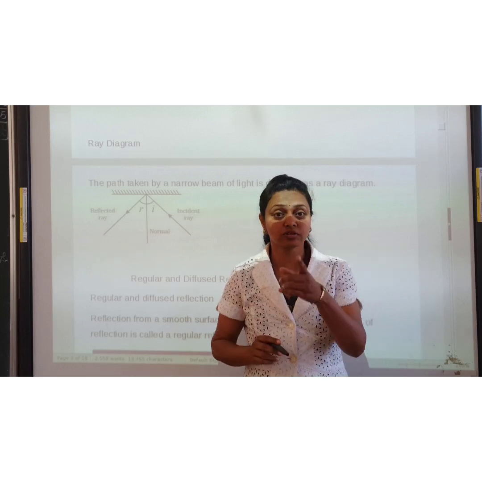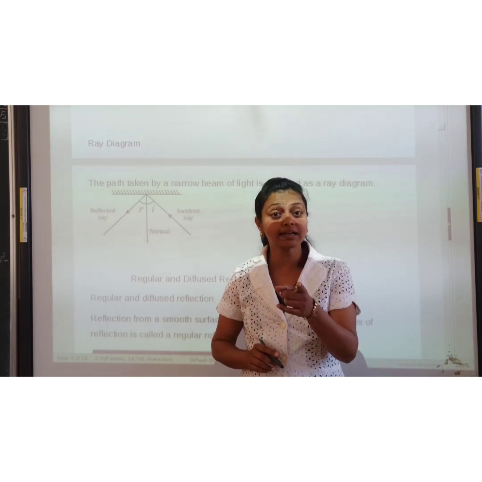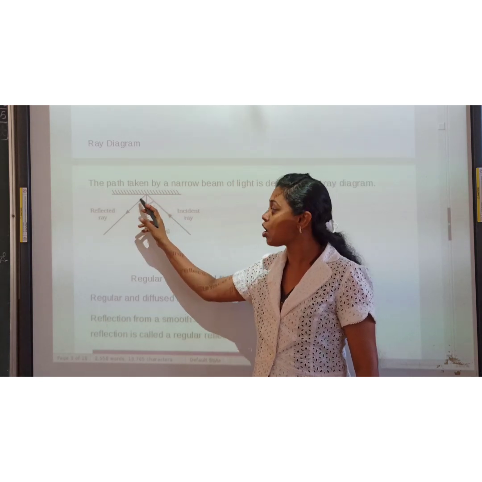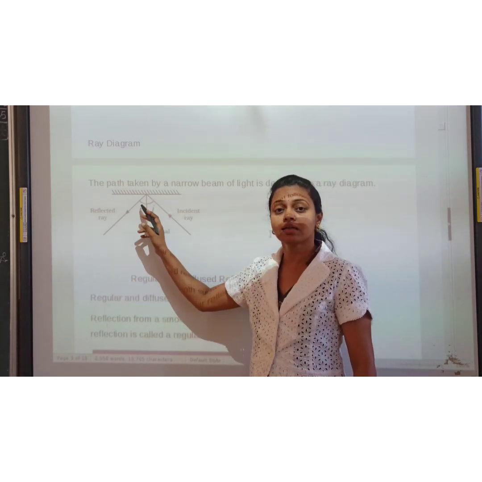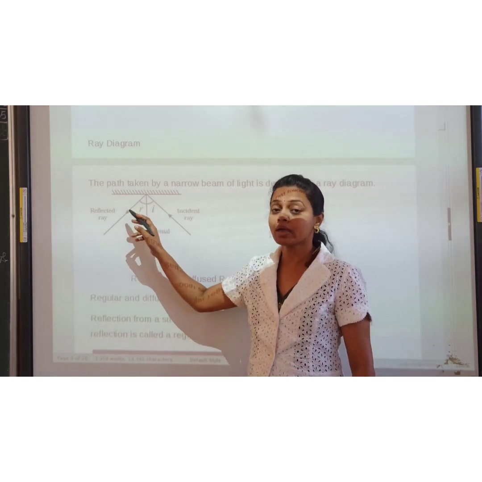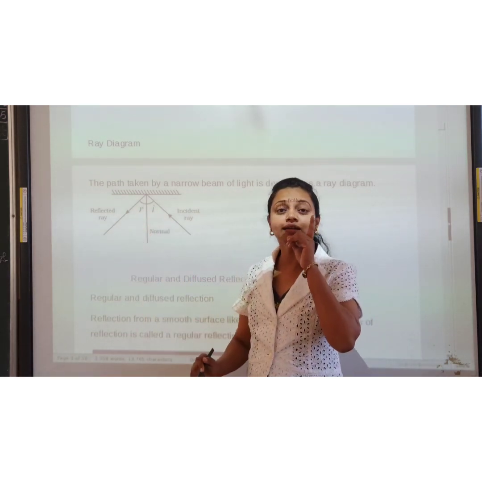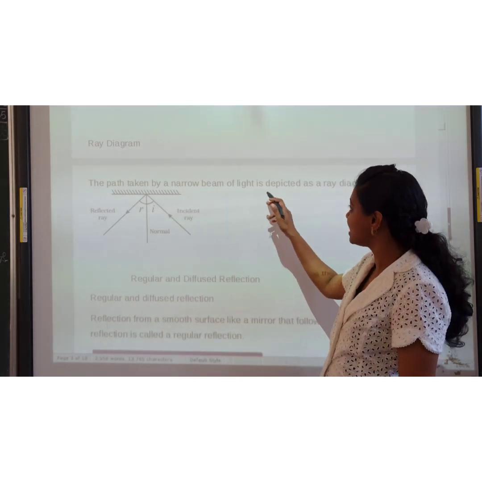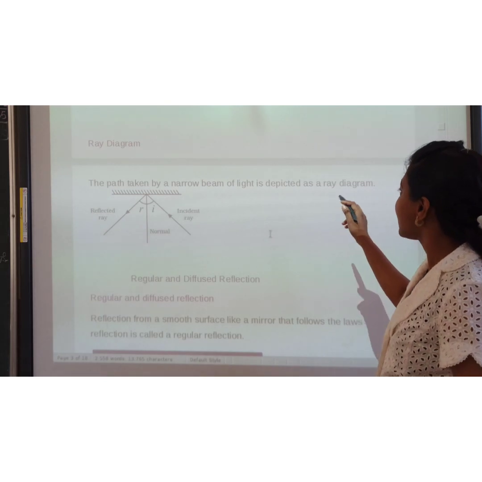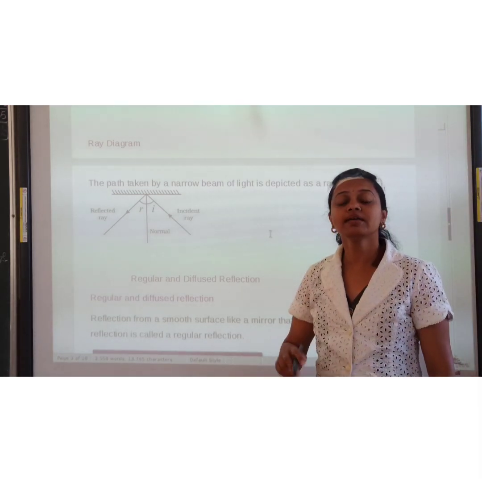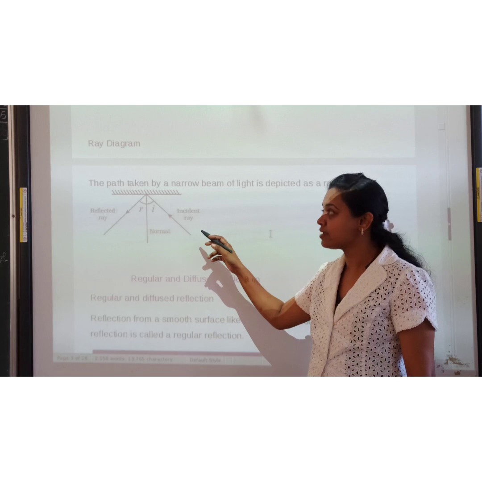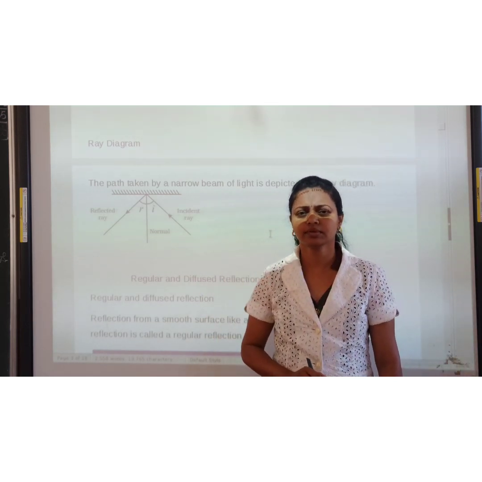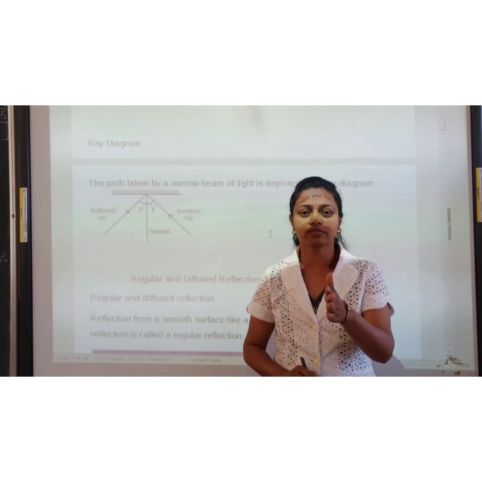You have to mention here, students, you shouldn't forget those arrow marks. This is the incident ray towards the mirror, and outwards from the mirror the arrow mark is there. Here is the reflected beam of light, or reflected ray. Dear students, the path taken by a narrow beam of light is depicted as a ray diagram. Please note down this diagram as a ray diagram in your notebook. Hope you understand this concept.